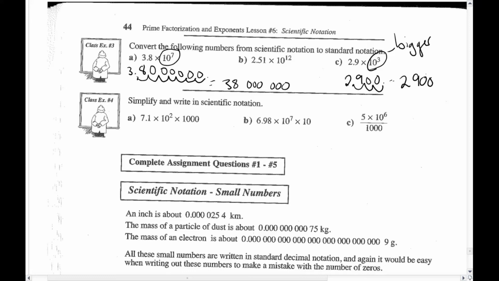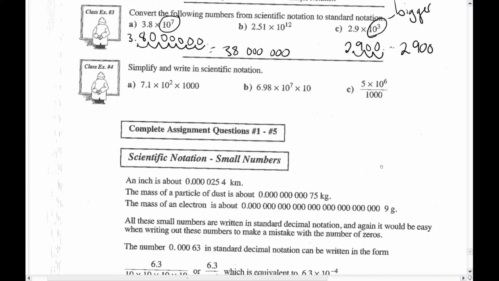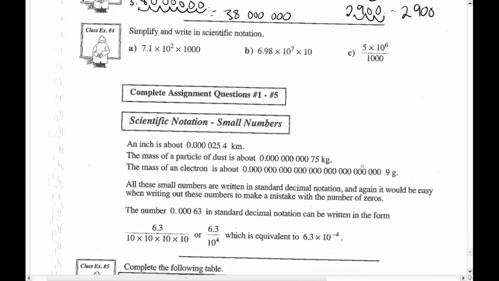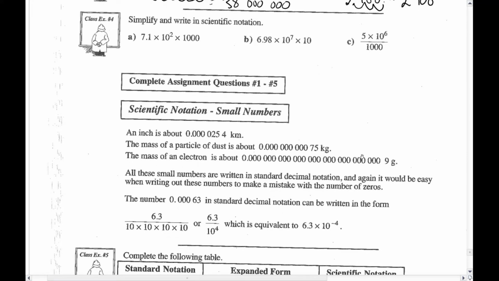We can start adding in some exponent rules or exponent laws here if we want. So now we have 7.1 times 10 to the 2, all multiplied by 1,000. The easiest way to do this is to keep that 7.1 for now. And we're going to multiply by 10 to the 2. And we're going to write 1,000 as 10 to the 3.